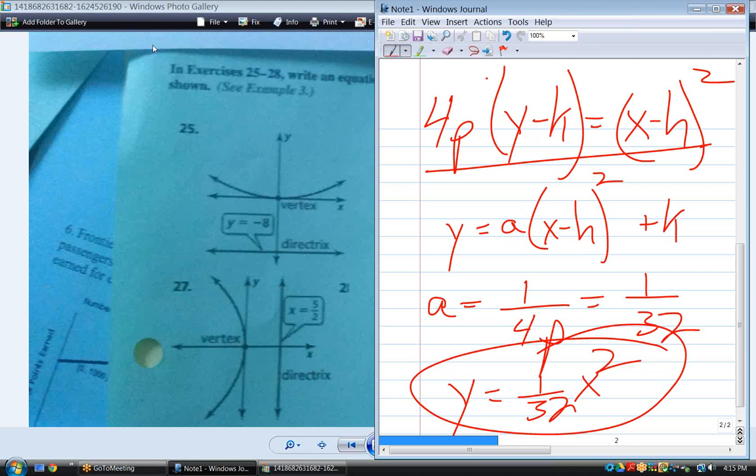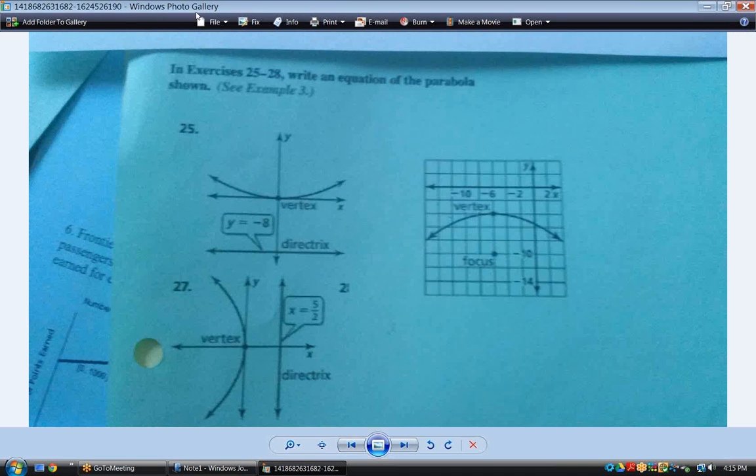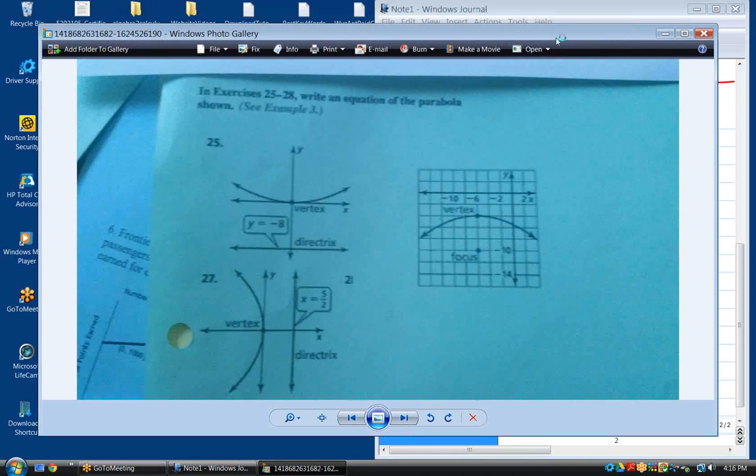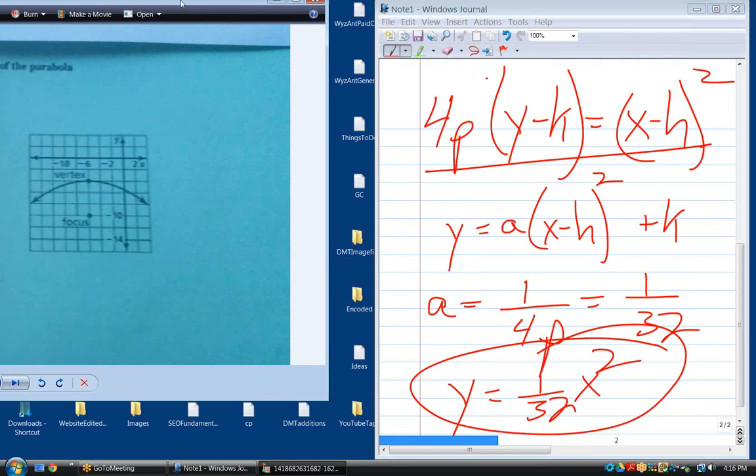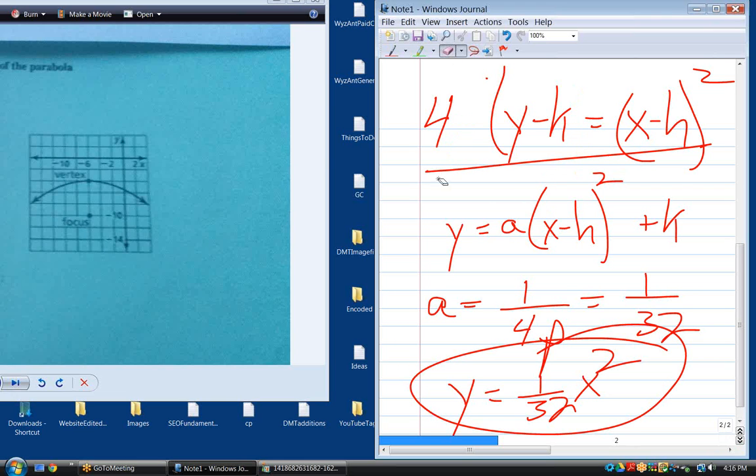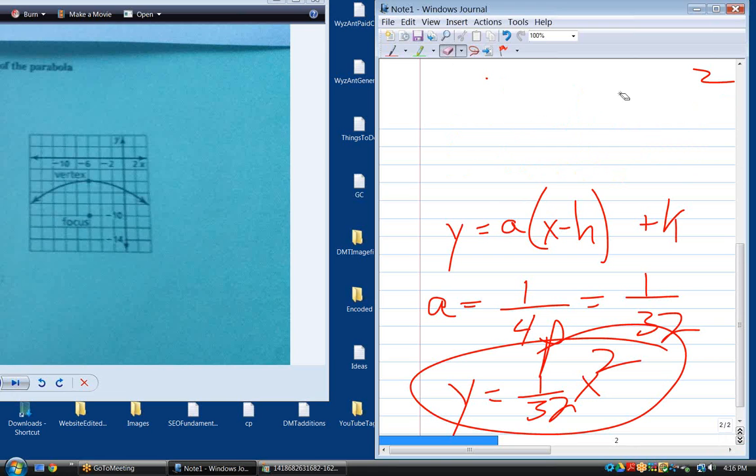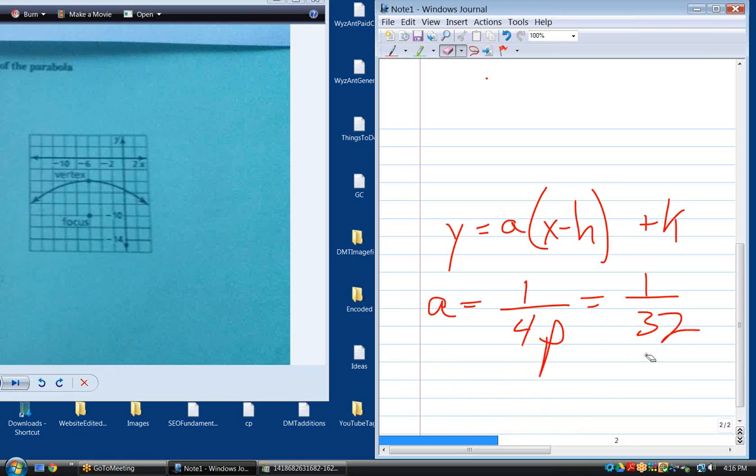Let's do another one, and maybe it'll become a little clearer. Let's do the one on the right. Hold on. 26. This time, we'll use your format only. But we do have to still remember that A equals 1 divided by 4P.